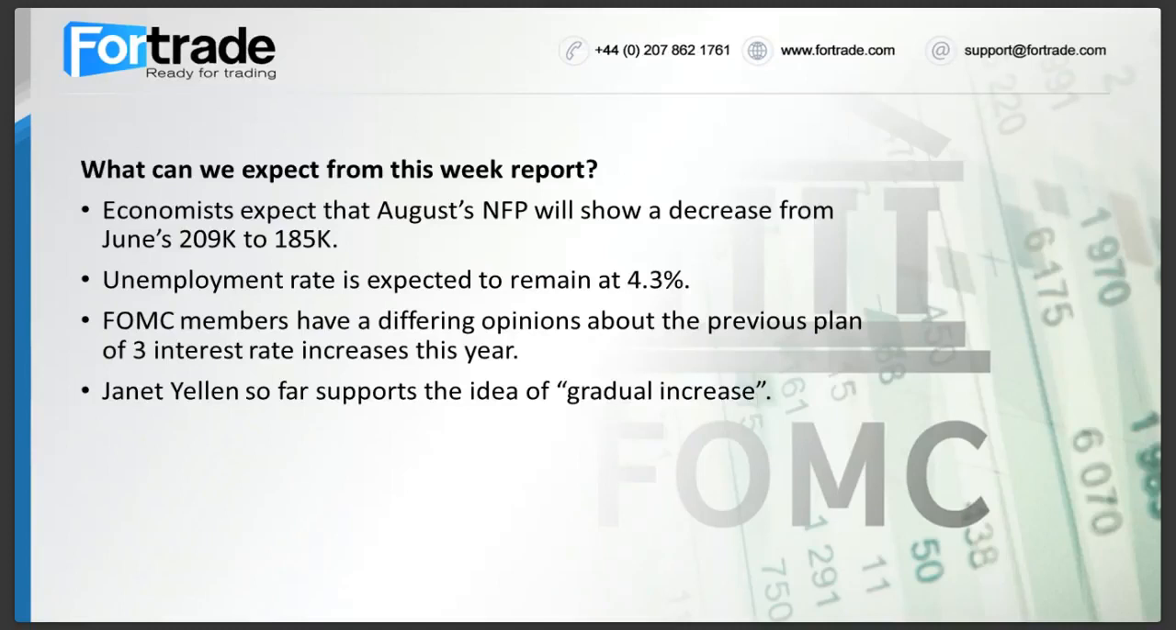FOMC members have different approaches towards the previously announced plan to increase interest rates 3 times this year. While some of them believe that it is appropriate to continue with the plan, others believe a cautious approach is more suitable and that the next increase should be postponed to 2018. Janet Yellen so far hasn't attempted to clear the air on this subject. Instead, she continues to support the idea of a gradual increase without mentioning any specifics. There will be 3 more Federal Reserve meetings by the end of this year.